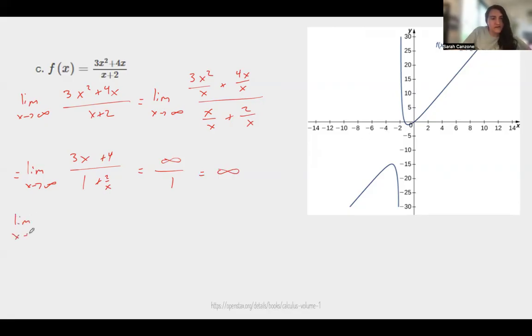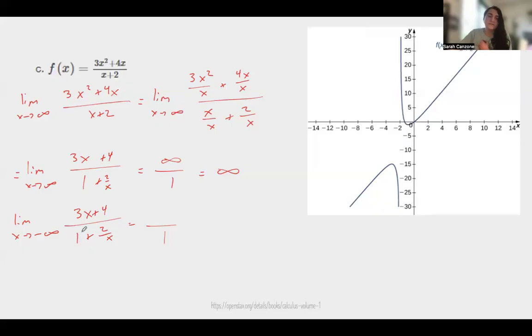Now, if we consider the limit as x approaches negative infinity, again we'll go from this to 3x plus 4 over 1 plus 2 over x. Now the infinity sign does matter. When you're dividing by it, sometimes it doesn't necessarily matter if it's just a single variable in the denominator and you have a constant in the numerator. But when you have a variable not in a denominator, it does matter. Because again, you plug in negative infinity down here, the 2 over x does go to 0. So this is 1 plus 0, which is 1.